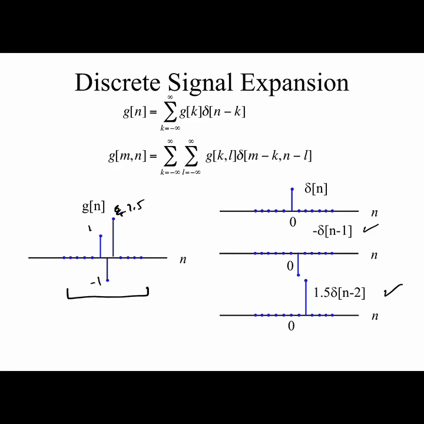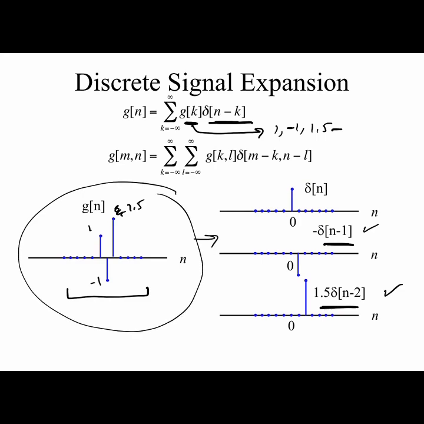Okay? So in 1D, these are the coefficients and these are the shifted versions of the delta functions. So g of k is like 1, then minus 1, and 1.5. The 1 multiplies the zero shift, the minus 1 multiplies the shift by 1, and the 1.5 multiplies the shift by 2. All right, so that's the basic idea. The equations are there just so you have them, but the main thing is to know that you can express it as a sum of all these. If you have that picture in mind, that's really all you need to know for signal expansion.